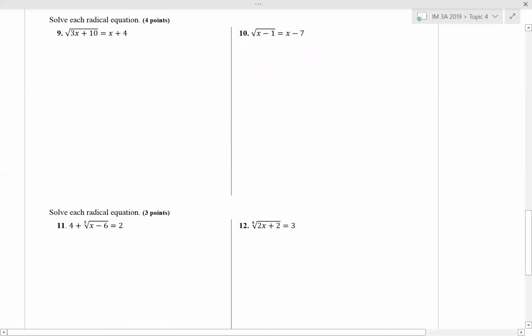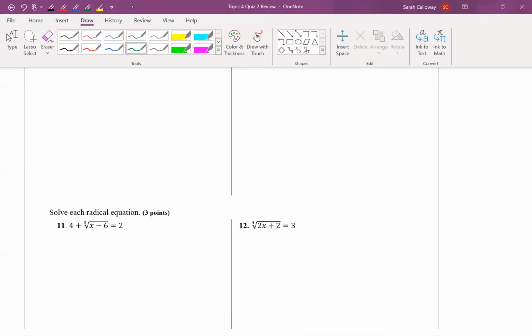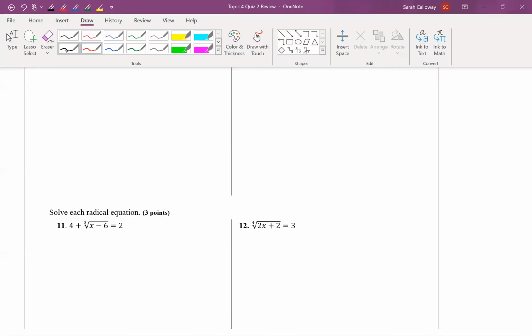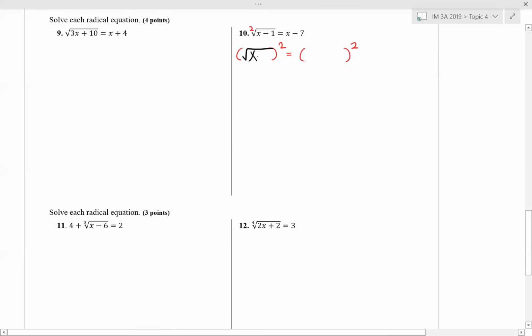9 and 10 already have the radical isolated. What makes these a little bit more complicated is that we have an x on both sides. So this is where we have to pay attention to our extraneous solutions more closely. So our first step for this, because the radical is by itself, is to square both sides. Again, we're squaring because that's a square root, so the little imaginary index there is 2. So we're squaring the square root of x minus 1 equals x minus 7.